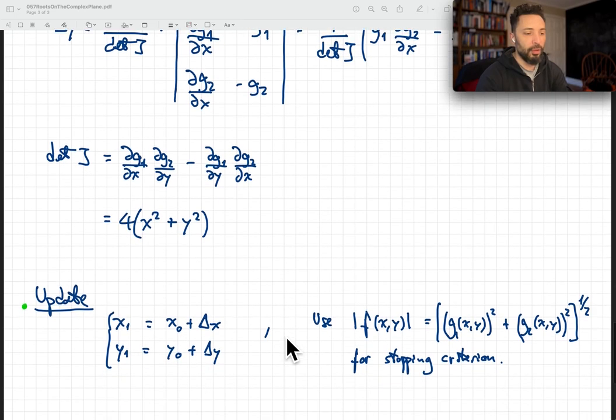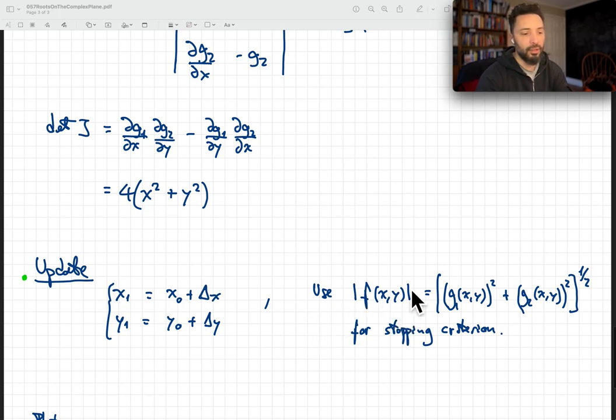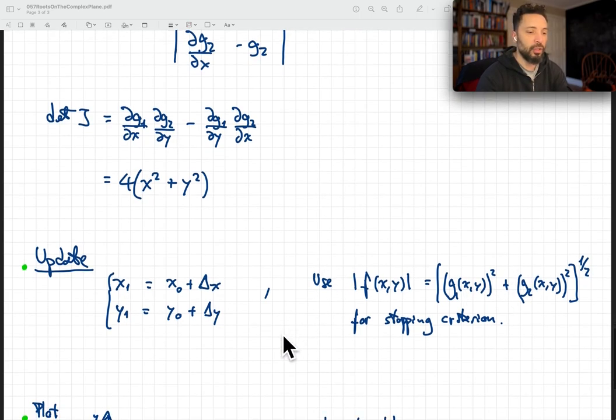And so when do you stop? You can use as a stopping criterion the magnitude of your function f of x, y. I wrote here f of x comma y, I mean f of z. What that tells you is the magnitude of the real part and the magnitude of the imaginary part. We want these two to go to 0, and so this type of function will vanish when both of them vanish. This will approach 0 as g1 and g2 simultaneously approach 0. And so you can use that for a stopping criterion.